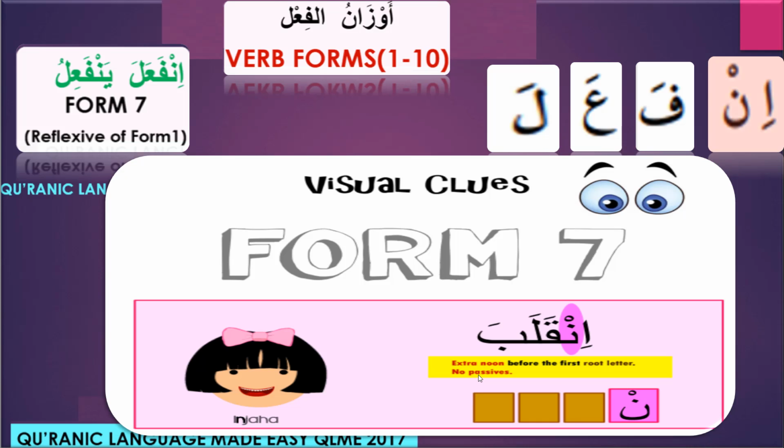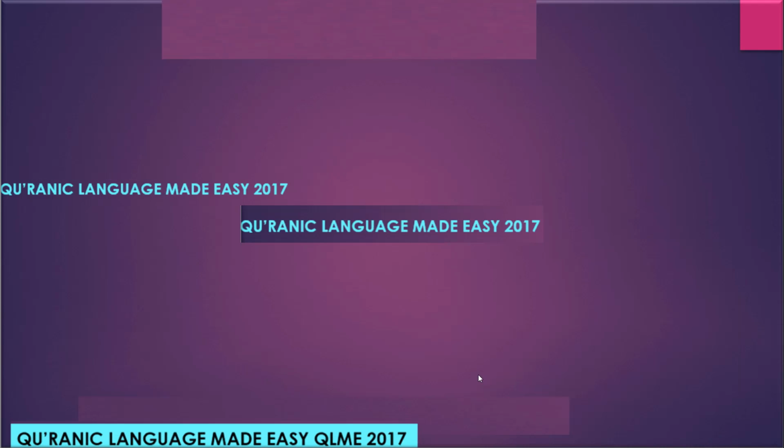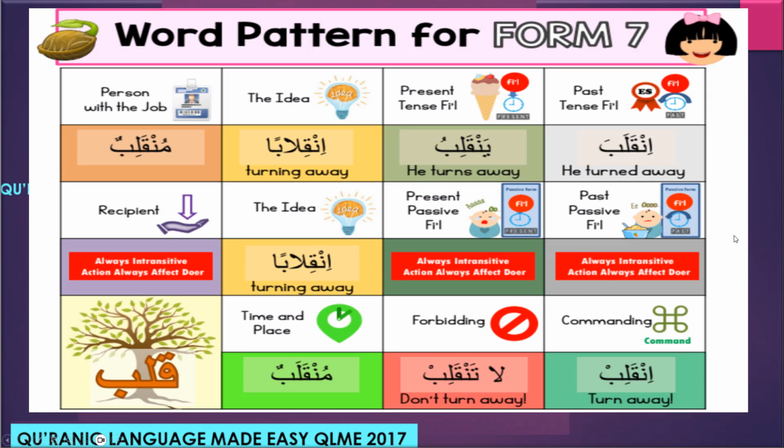Since form 7 is always intransitive, therefore there are no passives here for this family. And the surf chart is inqalaba, he turned away, yanqalibu, he turns away, inqilaban, turning away, munqalibun, this is ism fa'il, and there are no passives for this family. And then we have inqalib, that is command, turn away, la tanqalib, don't turn away, munqalabun.